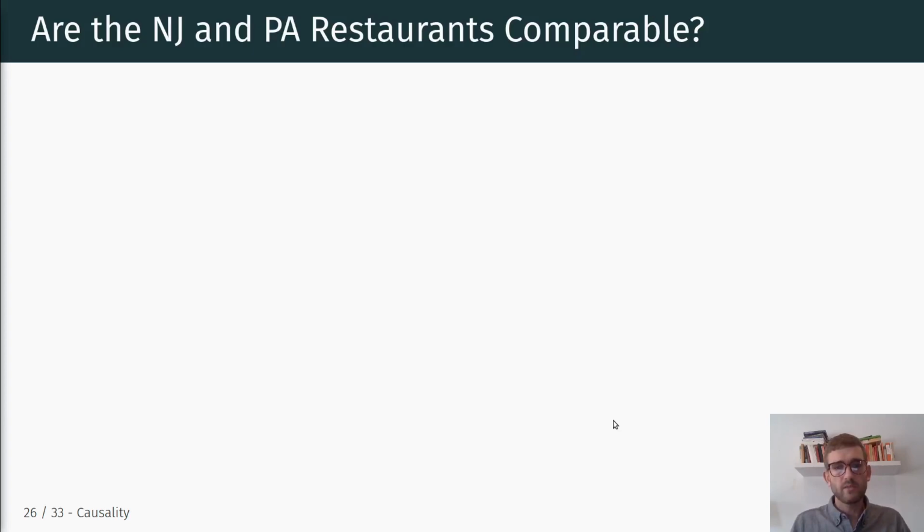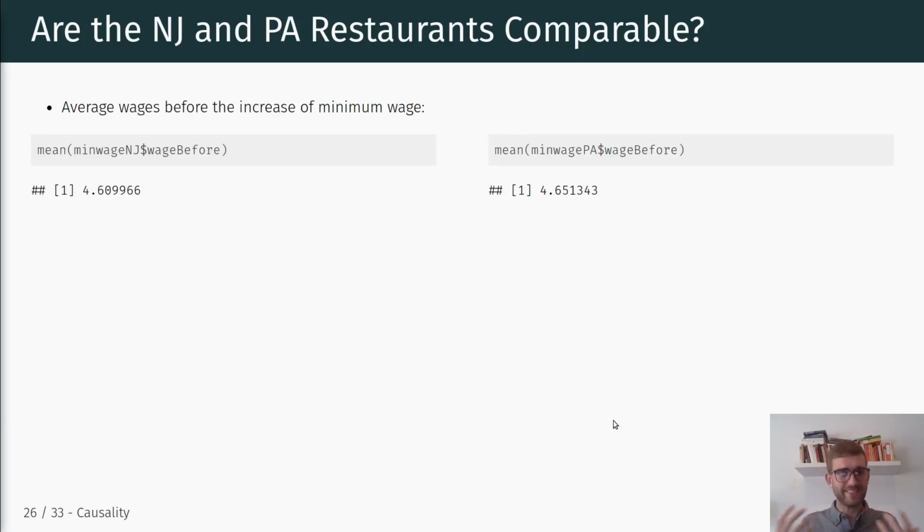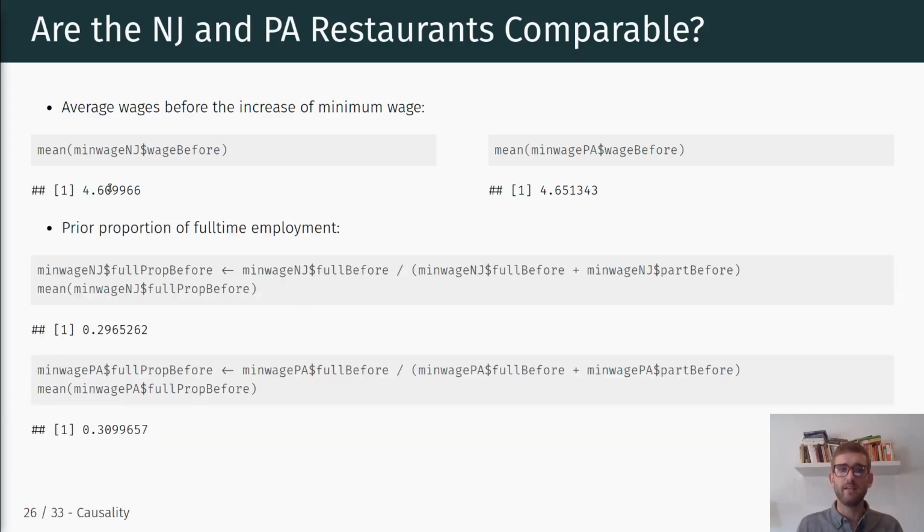The next thing we want to think about is whether New Jersey and Pennsylvania restaurants are actually comparable, right? And so in order to assess whether the wages before the increase of the minimum wage, whether both units of analysis are ultimately comparable, one way to look at that would be to look at the actual average wages before the increase of the minimum wage, okay? And we see here, if we compare the averages in New Jersey and Pennsylvania, just by using the mean command, we see that they're quite similar. In Pennsylvania, they were slightly higher with $4.6 an hour, and in New Jersey, slightly lower, but on a comparable level.